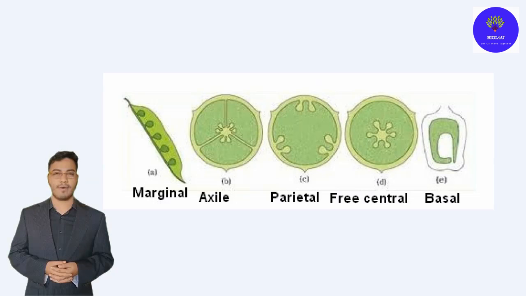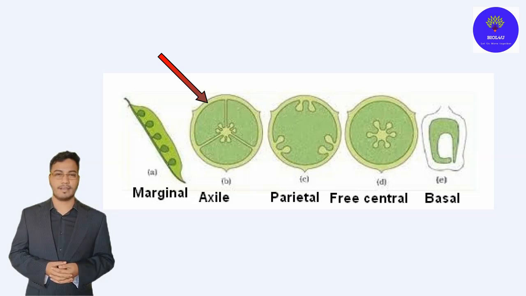Placentation. The arrangement of ovules within the ovary is known as placentation. The placentation is of different types, namely marginal, axial, parietal, basal, central and free central. 1. Marginal. The placenta forms a ridge along the ventral suture of the ovary, and the ovules are borne on this ridge, forming two rows, as in pea.